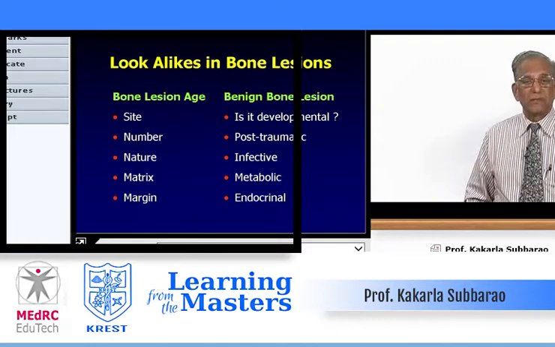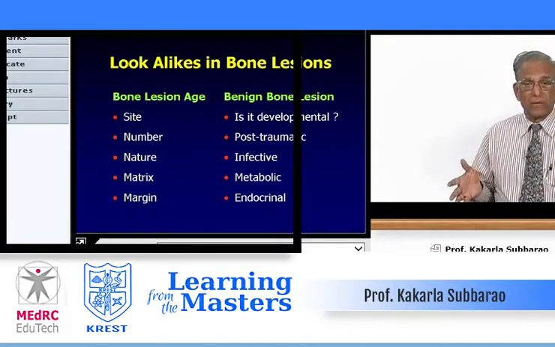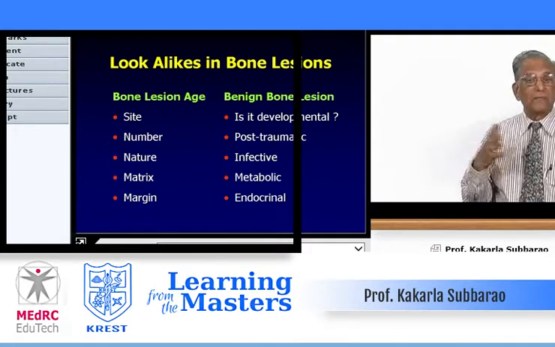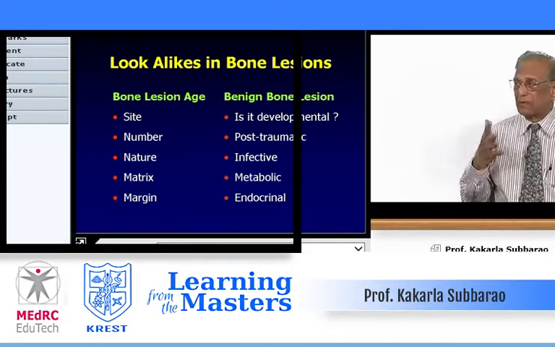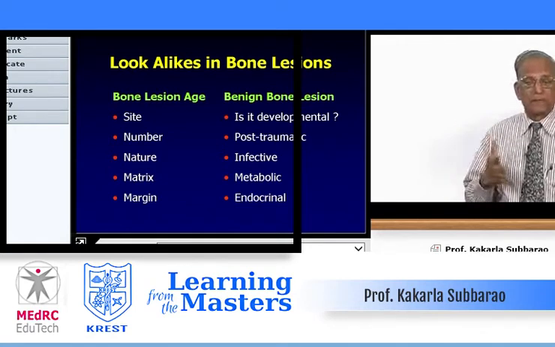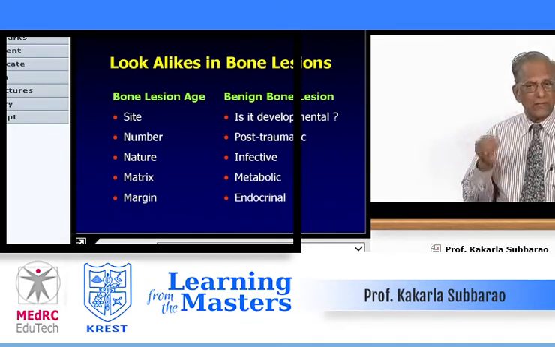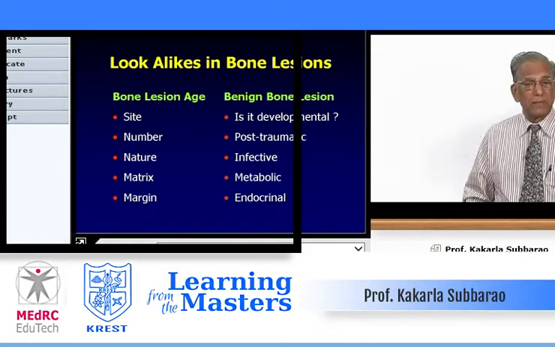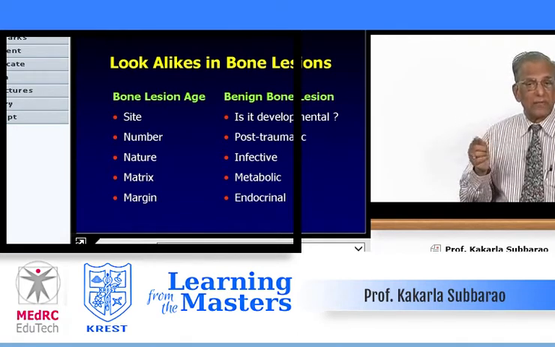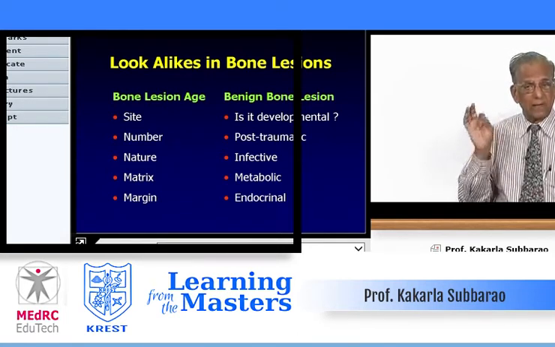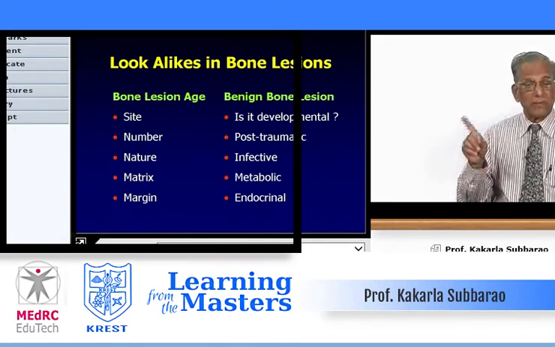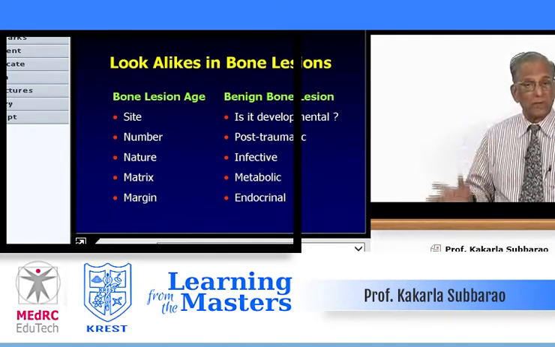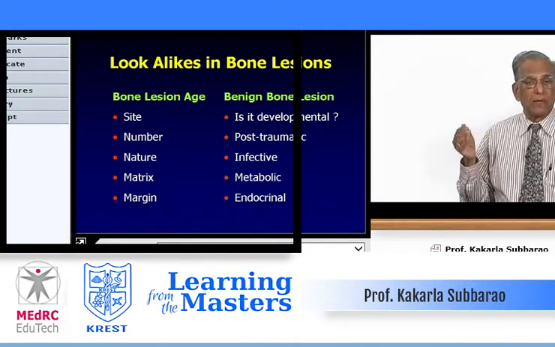And nature of the lesion. Is it osteolytic or purely osteosclerotic or mixed? You have to determine. And matrix, center of the matrix. Is it just lucent? Is it trabeculated, like a soap bubble appearance? Or is it calcified? If it is calcified, is the calcification in rings, arcs, or nugget-like calcification, or serpiginous type of calcification that you get in infarcts? These are helpful in making a proper diagnosis.